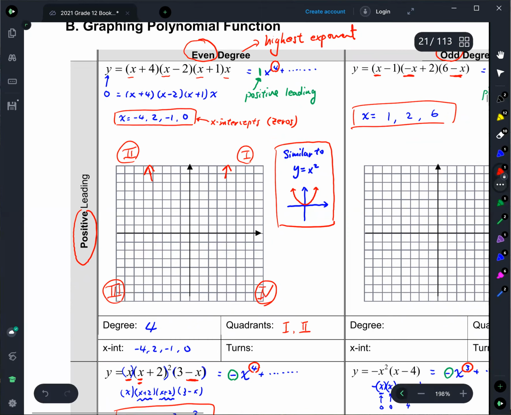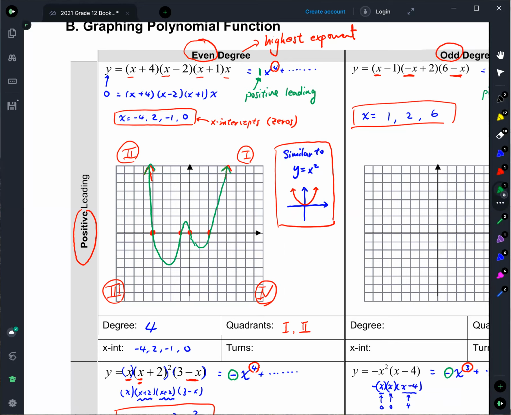And then if we plot in the zeros, x equal to -4 is here, 2 is here. I'm plotting the x-intercepts, -1 and 0, right? Those are the 4 x-intercepts that we found. Now we just connect with our arrow. We don't know how low it goes, okay? Just approximate. But at least we know the general shape. It should look like that. So we are only sketching.